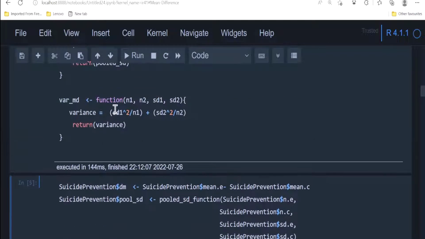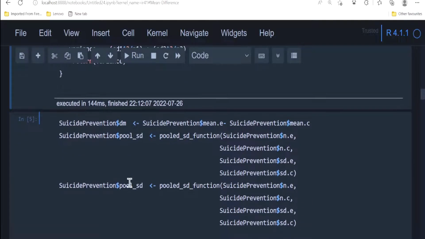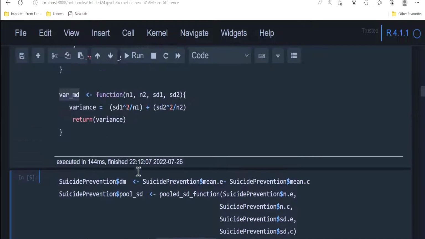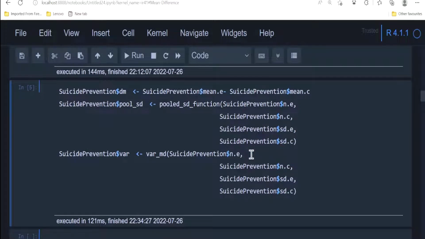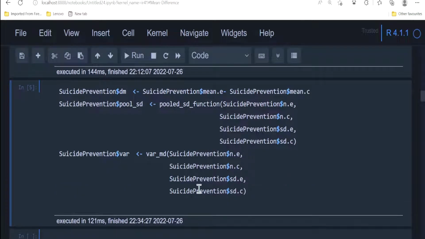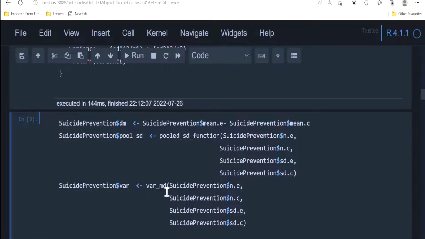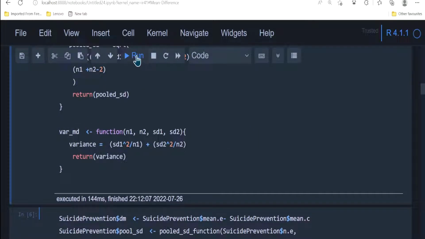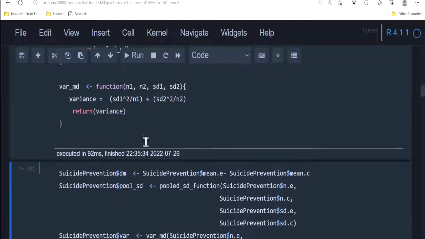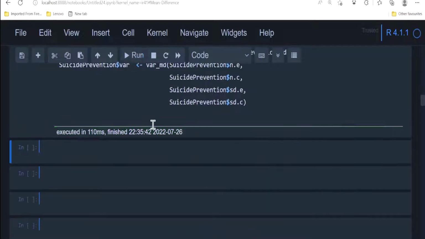The next thing is I need to calculate my variance. For the variance, I will again need N1, N2, SD1, SD2, the same parameters. I will call this the variance of my mean difference, and for that I will need the variance of mean difference function. Let me change this value to variance, and make it more readable. The variance for the mean difference I already have a function for, so I have to get that. It says could not find function, maybe I made a mistake or I didn't run it. Okay, now let me see if it works. Now it should work, so I should have values.